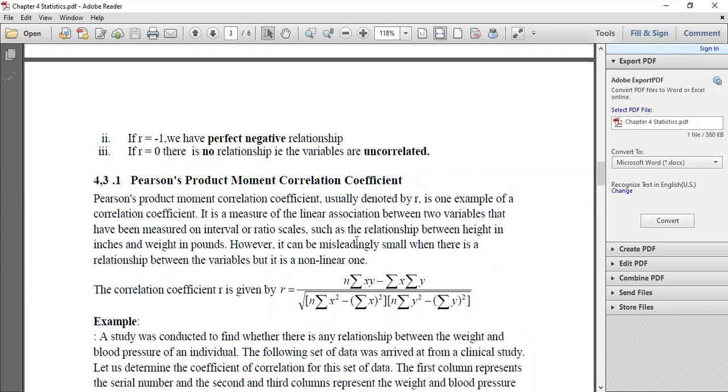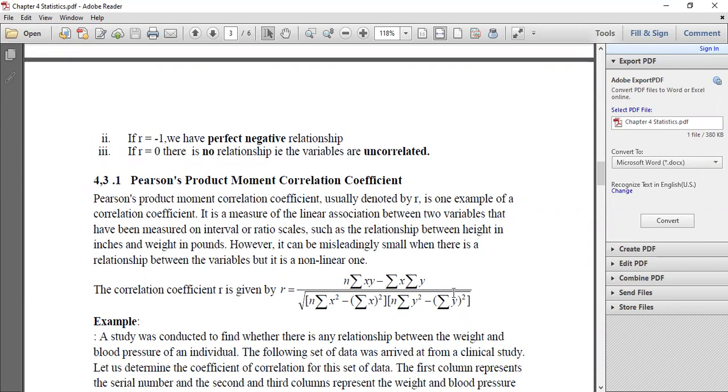So it looks a bit bigger. Can you see this formula here? I give you 10 seconds to possibly write it down. So r is equal to a fraction. In the numerator, you have n summation of xy, minus summation of x, summation of y, the whole of it divided by square root.